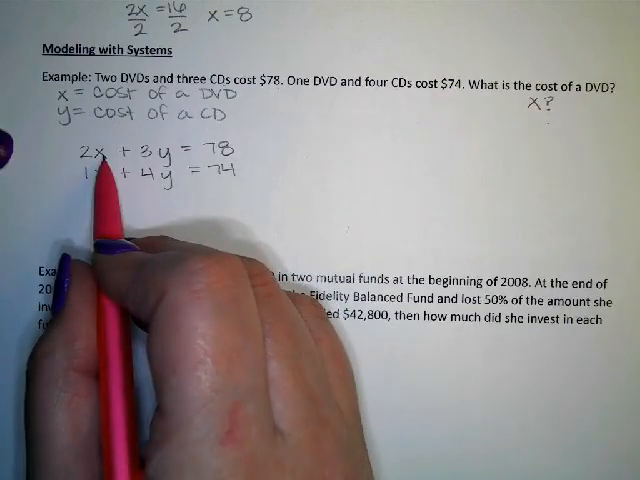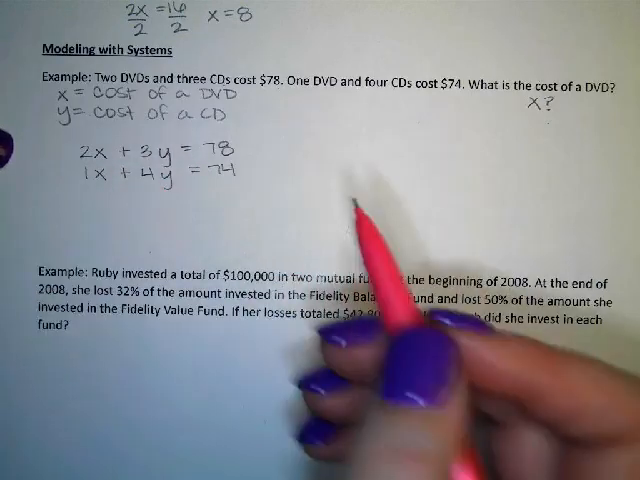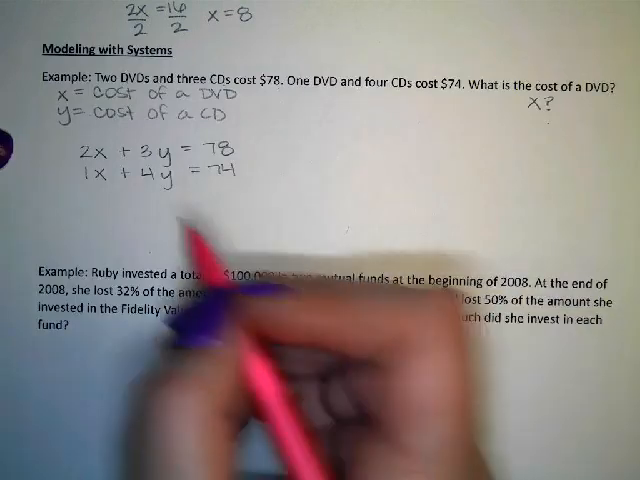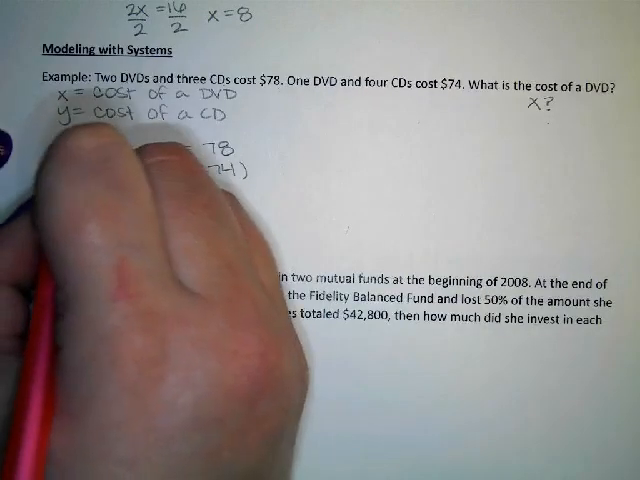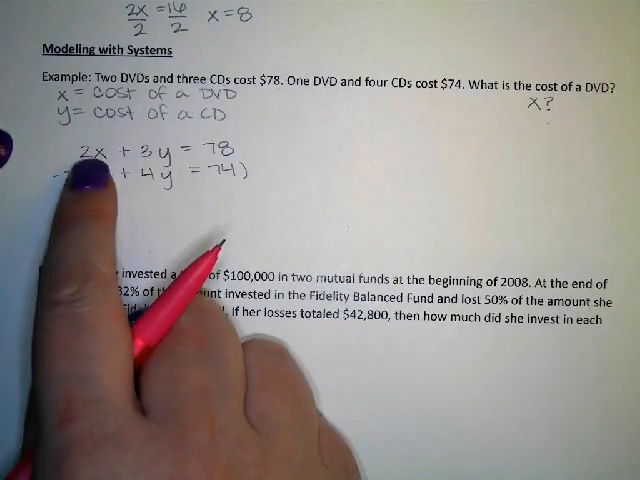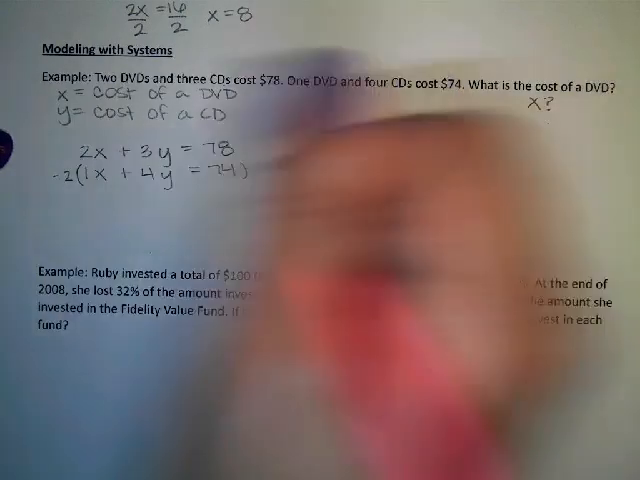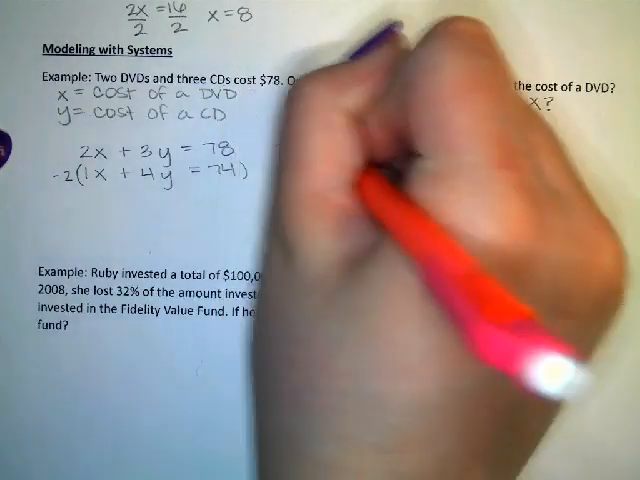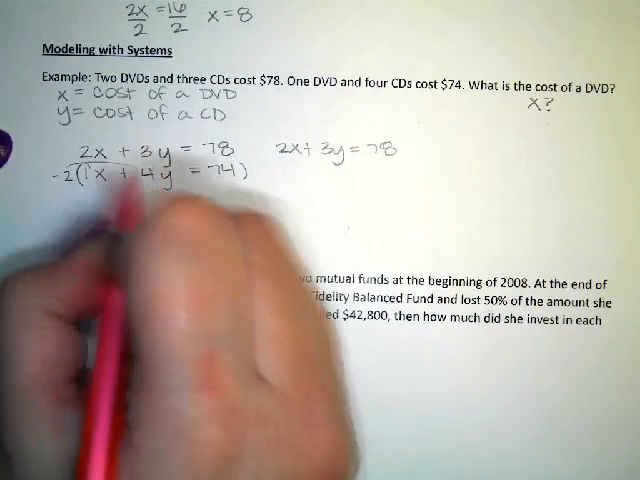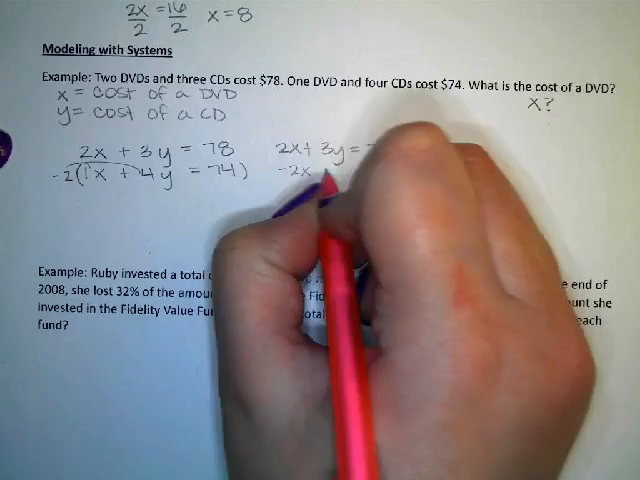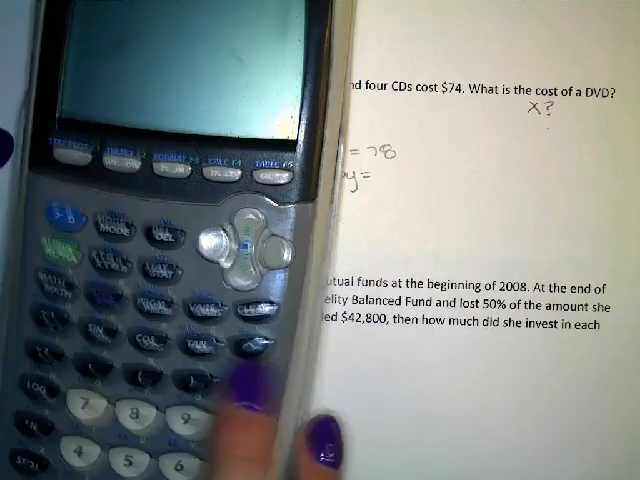So I'm going to go ahead and do this problem using elimination. So I'm going to take the bottom line and multiply it by -2. This is going to make it so my top line is positive 2x and my bottom line is negative 2x, and then they're going to cancel out. So I'm going to have 2x plus 3y equals 78. I'm just rewriting that first line. And the second line is going to be negative 2x minus 8y equals 148. Is that what that is? Let me figure it out. 74 times 2, negative 148, yep.